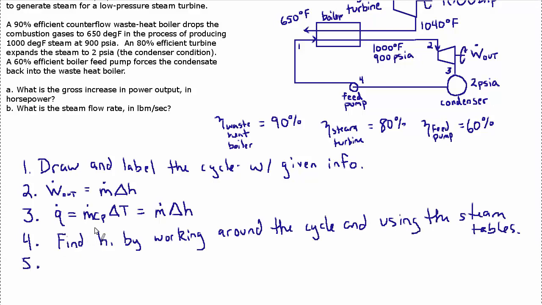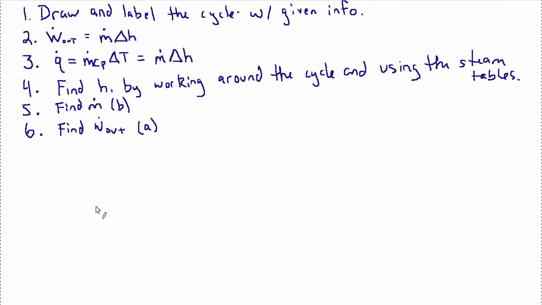After that, we'll be able to find M dot from that heat balance in number 3, and then we'll be able to use that M dot to come up to the equation in number 2 and find the power out. Okay, so this is a good spot to pause if you want to try it on your own. If you're not sure what to do at all, then keep watching and we're going to do it right now.